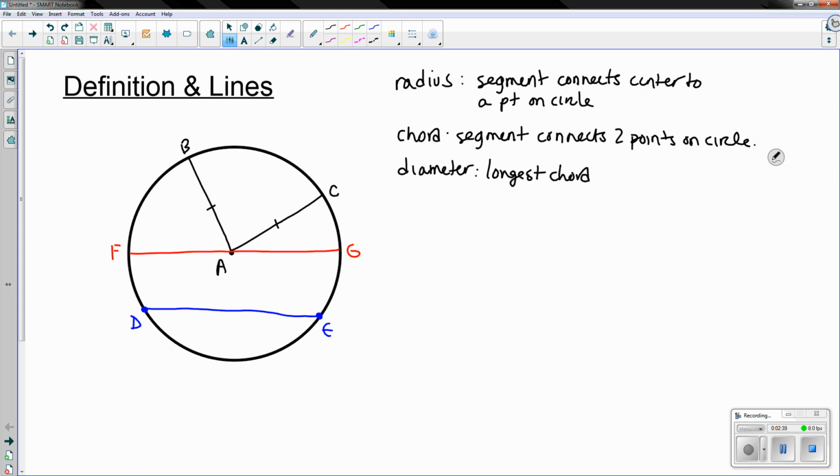Now, because it passes through the center, and we know that the distance from the center to a point on the circle represents a radius length, we now have a relationship between radius and diameter. We know that the diameter is composed of 2 radii. So there's the relationship: diameter is equal to 2 times the radius, or by manipulating that equation, we know the radius should be half the diameter. So those are the 3 main segments that we're concerned with: radius, chord, and diameter.